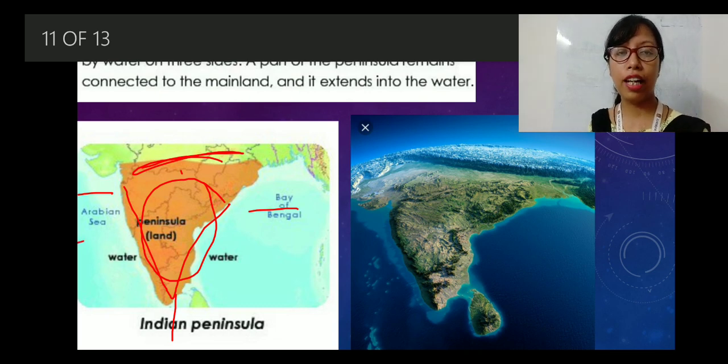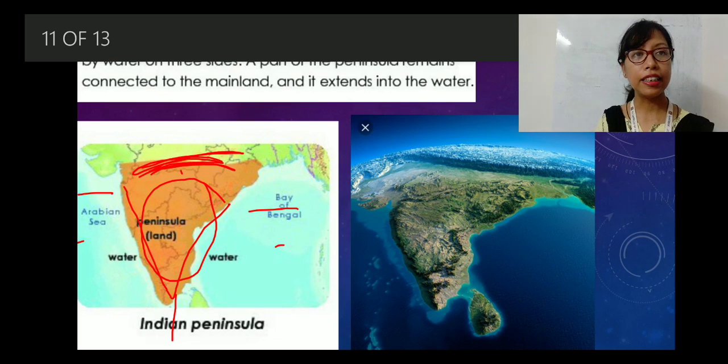So here is the Arabian Sea, here is the Bay of Bengal, and below there is the Indian Ocean, and only the above part you can see is connected to the mainland India. So this is called the peninsula.